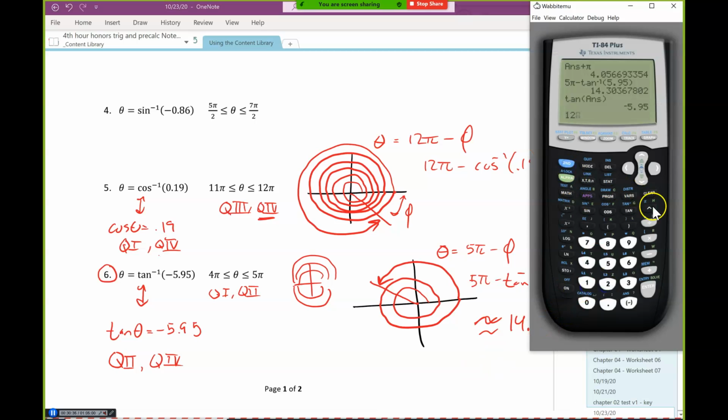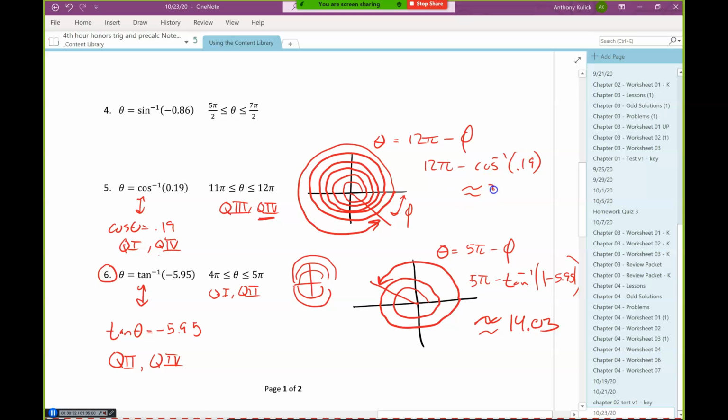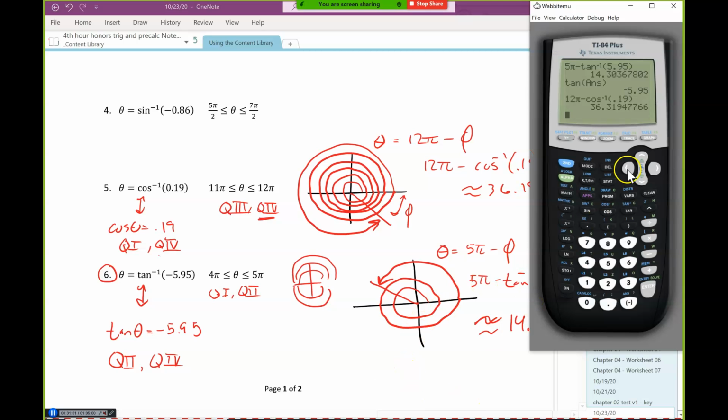36.2-ish. Or 19 or something. I don't remember what it told you to round to. And if you wanted to check this, 1232. I wasn't even close. I think I was looking at the wrong 2 decimal places. You can just do cosine of that answer, and you should get 0.19.